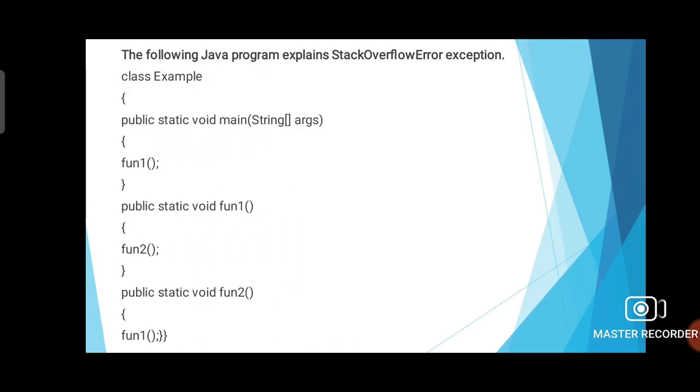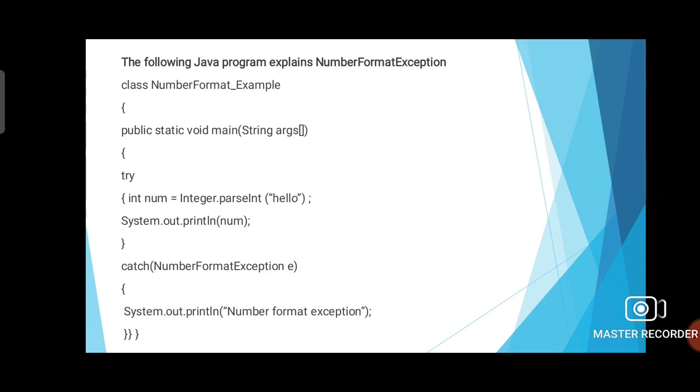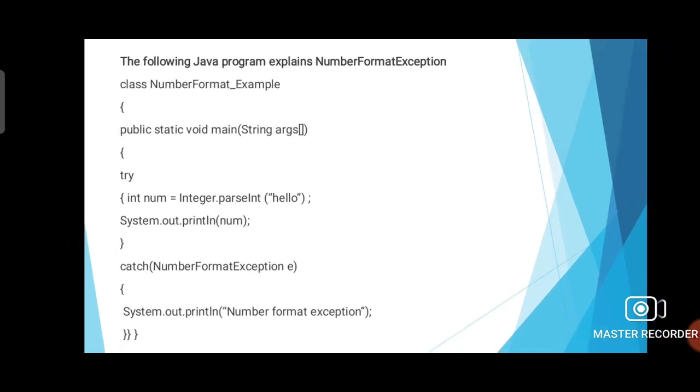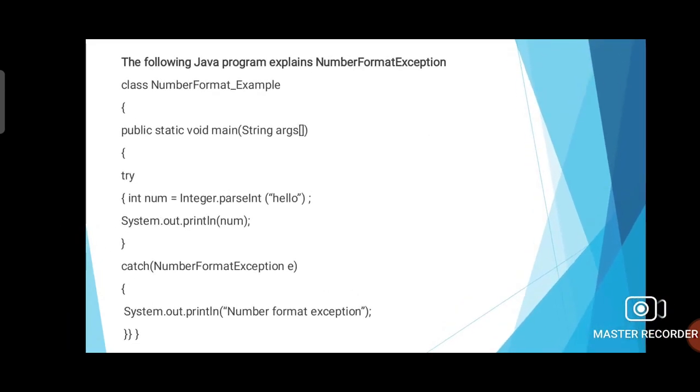And in the catch block we are having the statements to handle the error that arises in the try block. So in this catch block we are printing a statement, that is number format exception. As a result of execution of this program, we will get the output: number format exception.